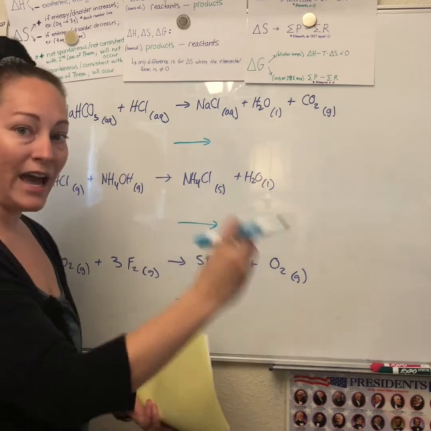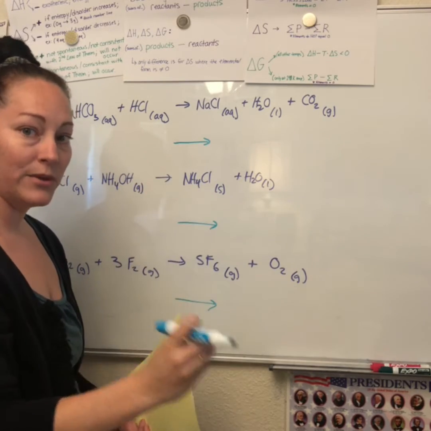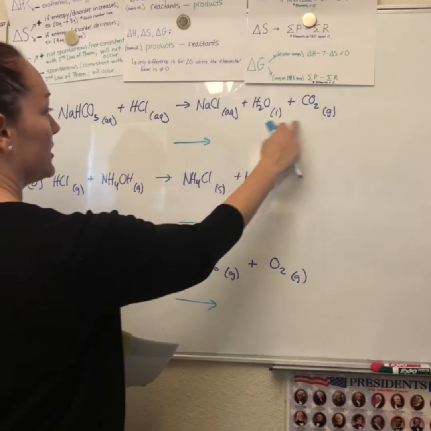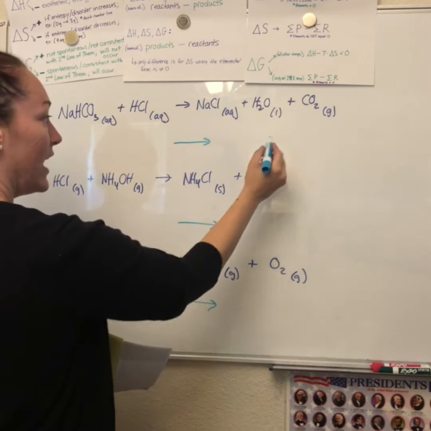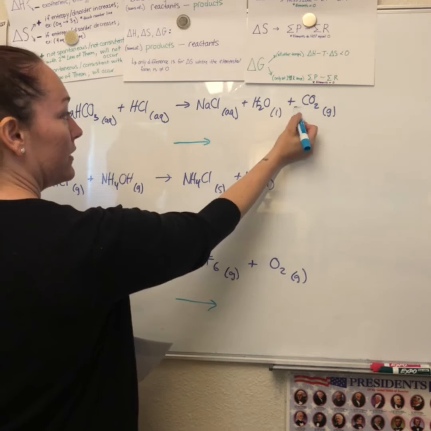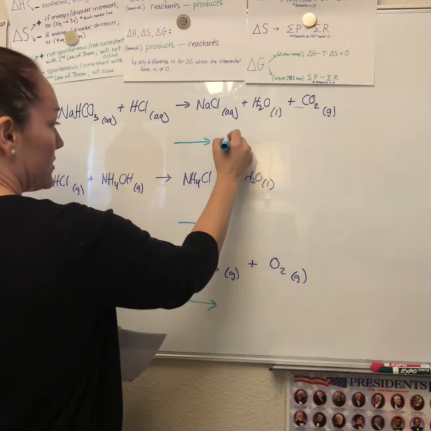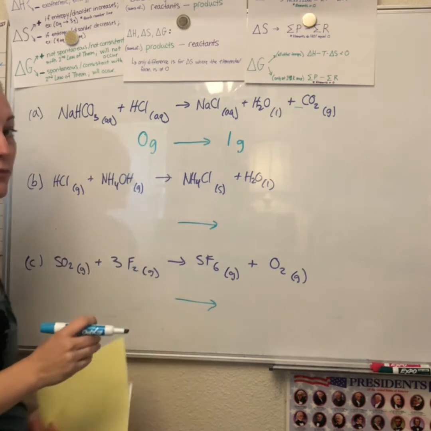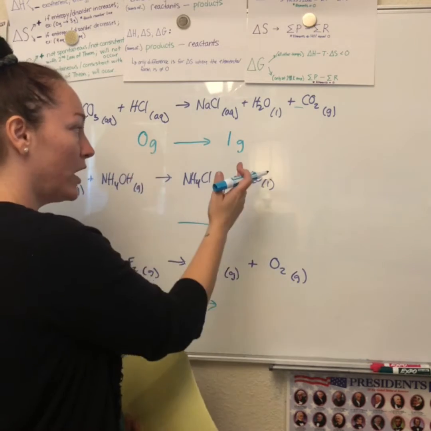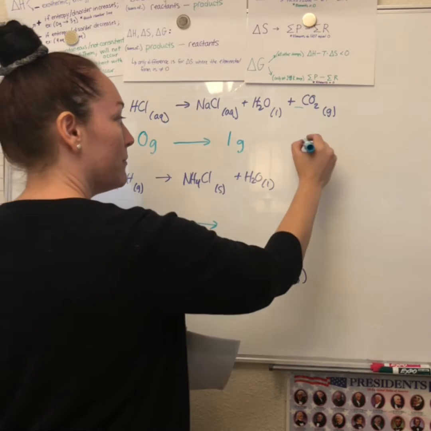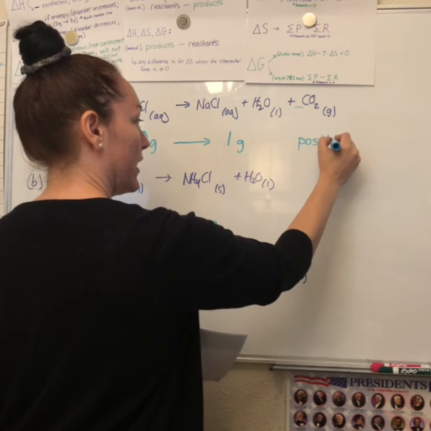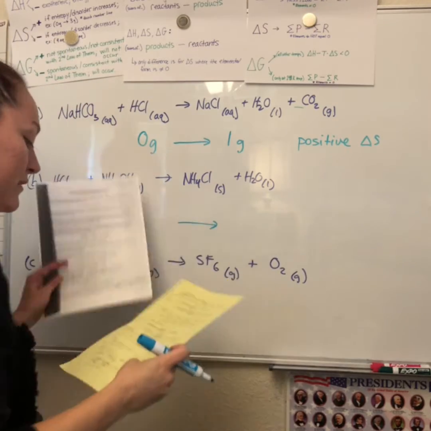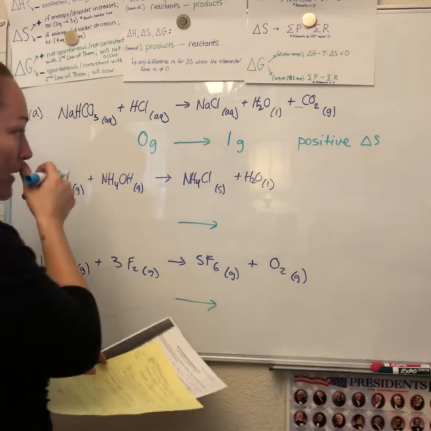We always start with the gas, go to the liquid and aqueous, and then to the solid, okay? So over here, we've got aqueous, liquid, gas. So gas is the highest, so we're going to count that, and we look in front of it. There's only one, so I would say one gas. Over here, I have 0 gases. So if we're looking at a number line from 0 to 1, it's going in a positive direction, okay? So this has a positive delta S, okay?